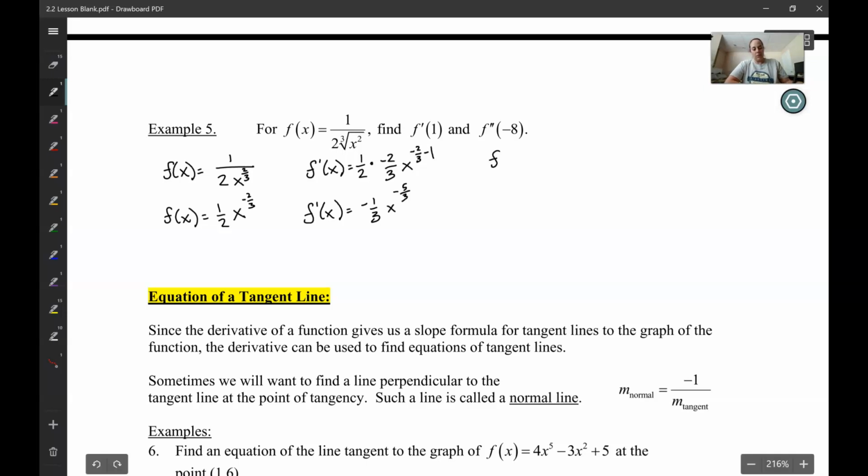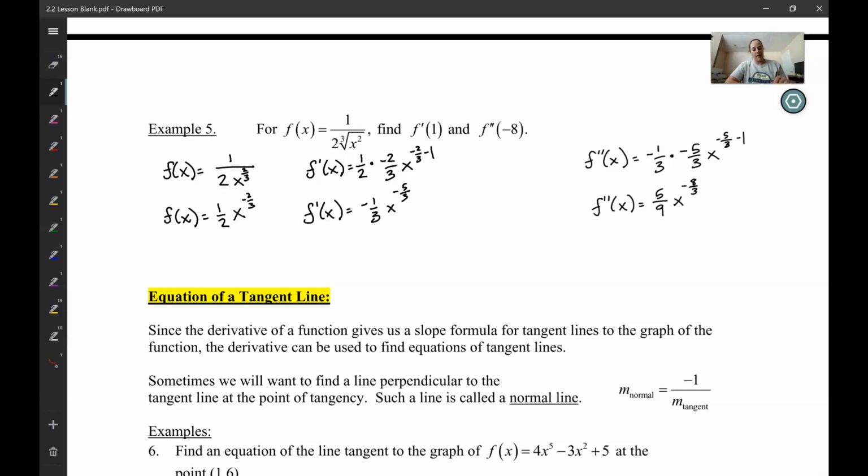Now I'm also going to want f double prime of x. So while we've got it written like this, let's take the derivative again. So I take the exponent, take it down in front, and then 5/3 minus 1. So f double prime of x looks like it's going to be 5/9 x to the negative 8/3, I think.